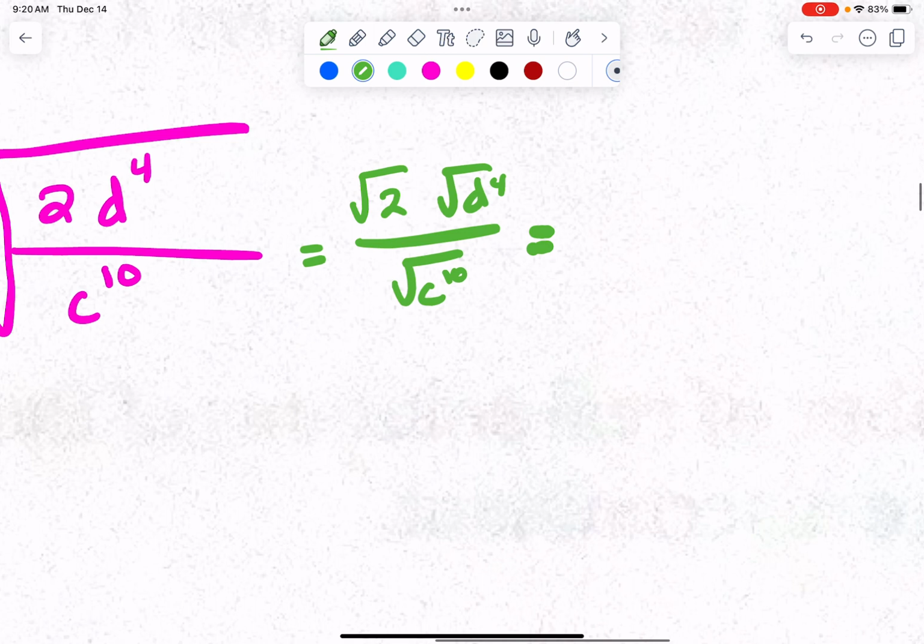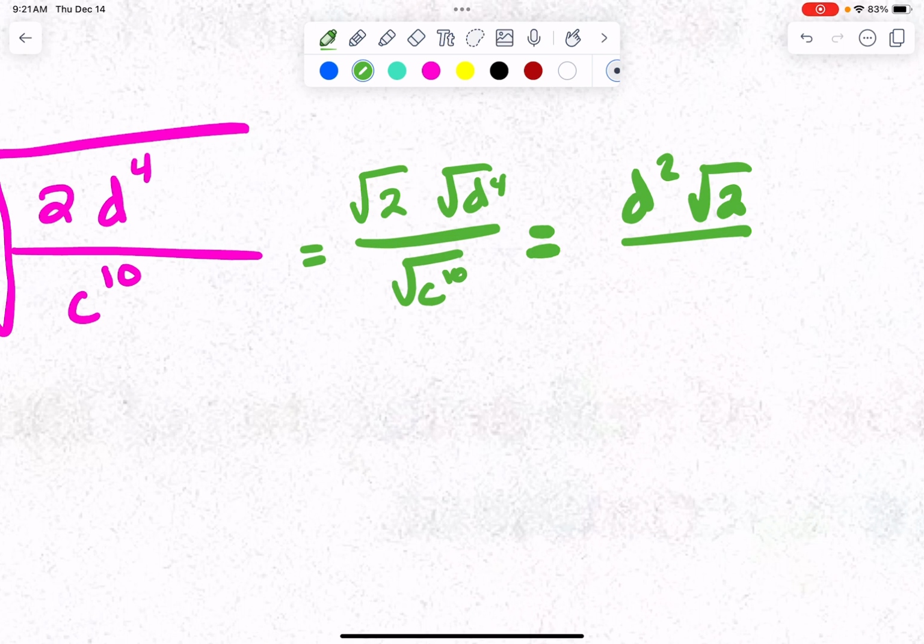The square root of 2 is not going to break down, so I'm just going to leave it as the square root of 2. The square root of D to the 4th is D squared. But what I'm going to do is put the D squared in front of the square root of 2. Typically, I like to put the numbers on the outside in the front and the numbers on the inside trapped underneath.